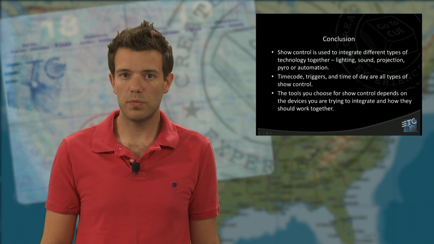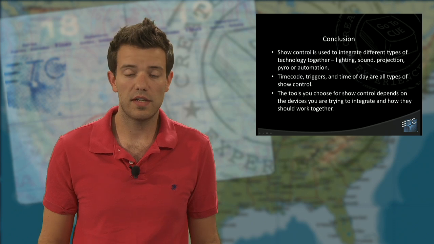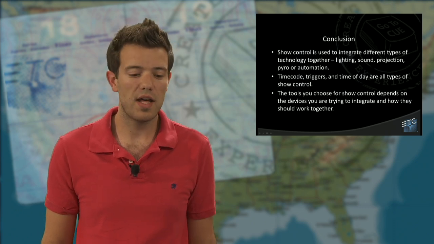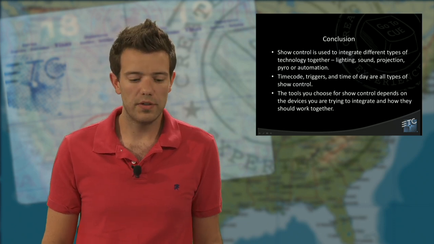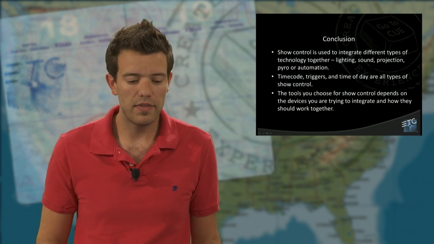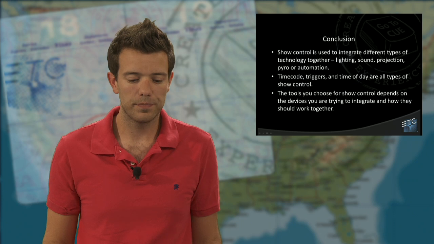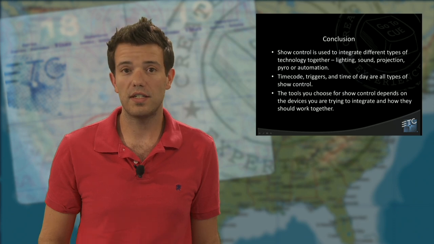So in conclusion with that, show control is used to integrate different types of technology together, whether it be lighting, sound, projection, pyro, or automation. Time code, triggers, and time of day are all what we would consider types of different show control. And the tools you choose for the show depends specifically on what devices you're actually trying to integrate and how they should all work together. Because in the end, everyone's needs are going to be different.